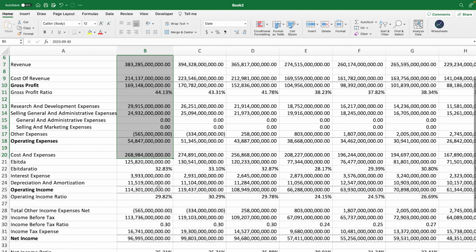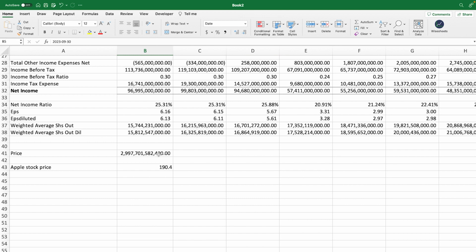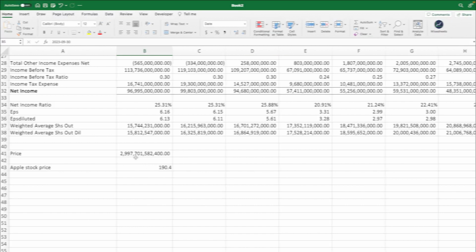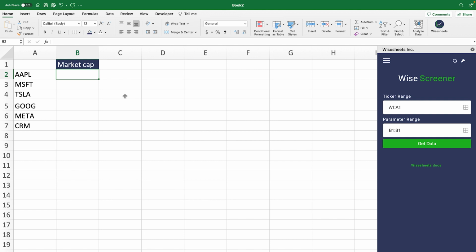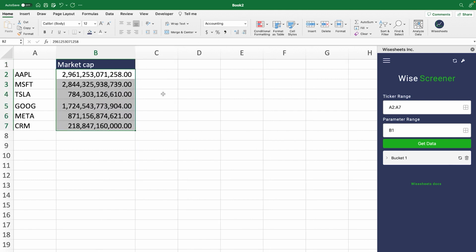The number of shares can change for a variety of different reasons, so make sure that you're using the right number of shares outstanding when you're performing this calculation. Now, why does the market capitalization matter in the first place? The reason why this number matters, and I'm going to show you how you can get it automatically just in case you want to do it, is because depending on the market capitalization, you know how much a particular company is worth.